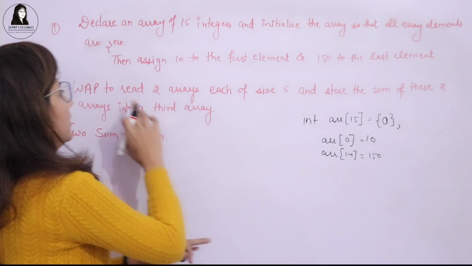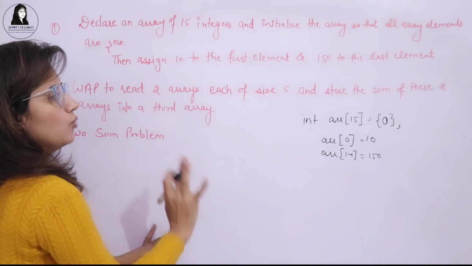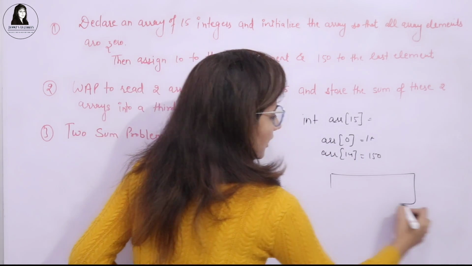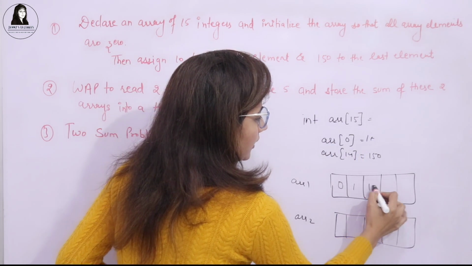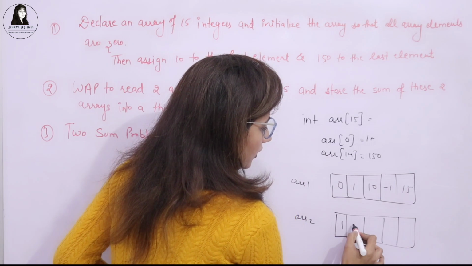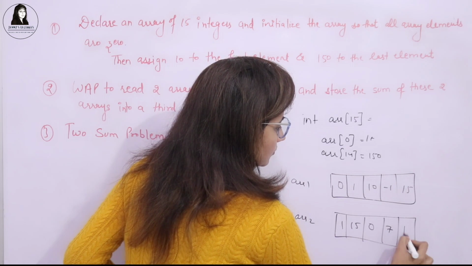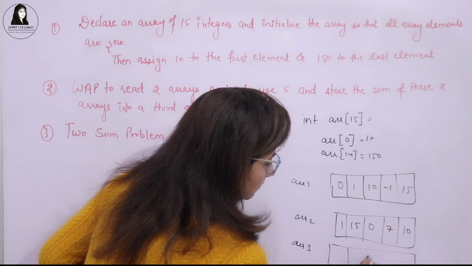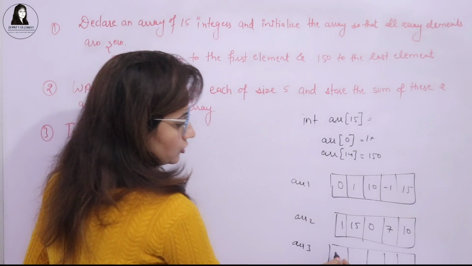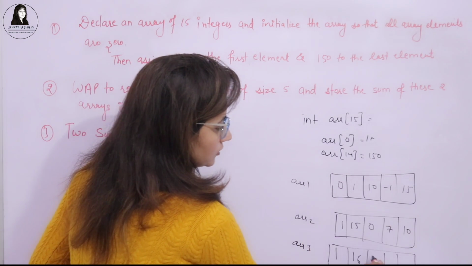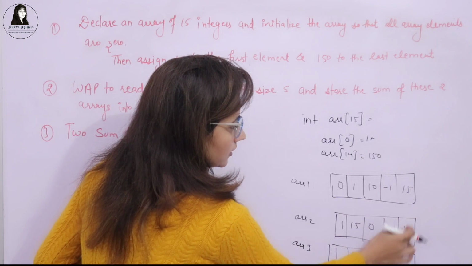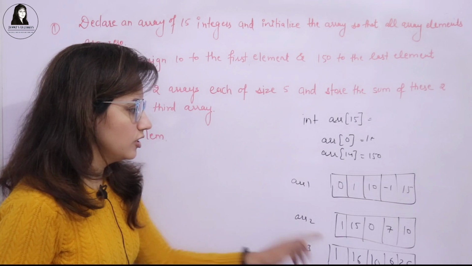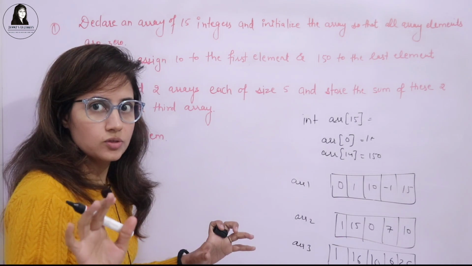We'll see the program also. Next, the logic of this is you have to read 2 arrays. Suppose I am taking 2 arrays here. One array is something like this: 0, 1, 10, minus 1, 15. Here we have any values. And you have to take a third array for their sum: 1 plus 0 is 1, 15 plus 1 is 16, 0 plus 10 is 10, 7 minus 1 is 6, 10 plus 15 is 25. And you have to print this array 3. So this is what you need to do. I think you can do this.